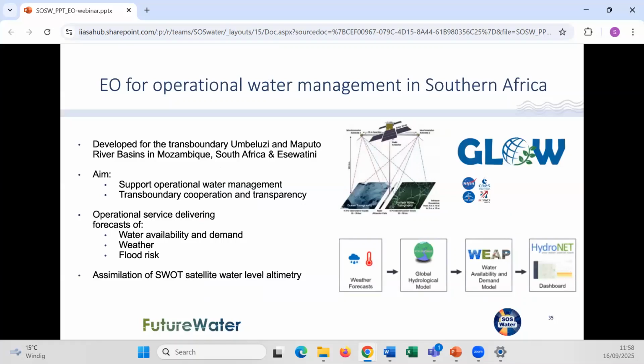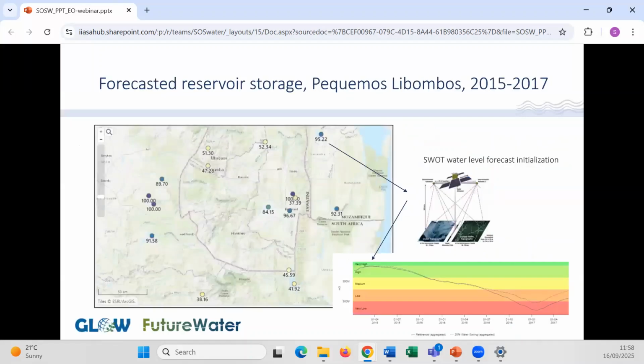Here, as an example, I want to quickly feature an example provided by Timon from Future Water, where they have used data acquired by the SWOT satellite, which is also a rather new and very promising satellite mission for hydrological applications. This data is used in model calculations together with weather forecasts and water availability and demand estimates. They can then create forecasts, which is shown nicely here for the Pequenos Libombos reservoir.